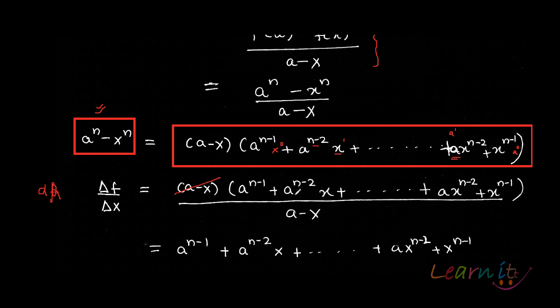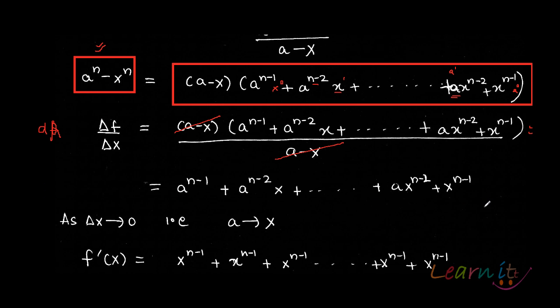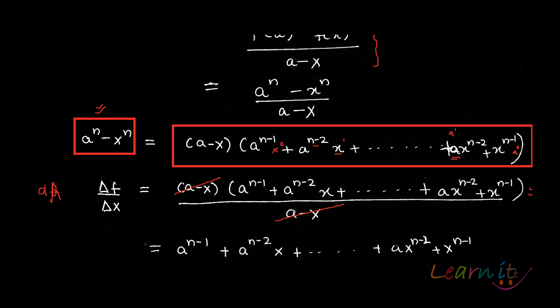Now what will happen here? This and this will cancel out. A minus x will cancel out from numerator and denominator. Now what will remain is the powers of n minus 1 and lower. Next, what do I have to take? I have to take the limit as change in x tends to 0, which means that a tends to x.